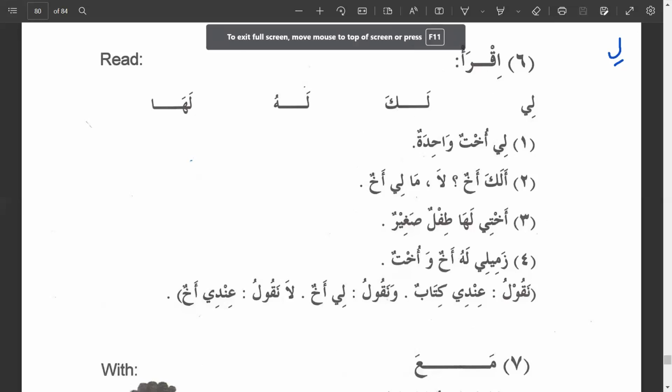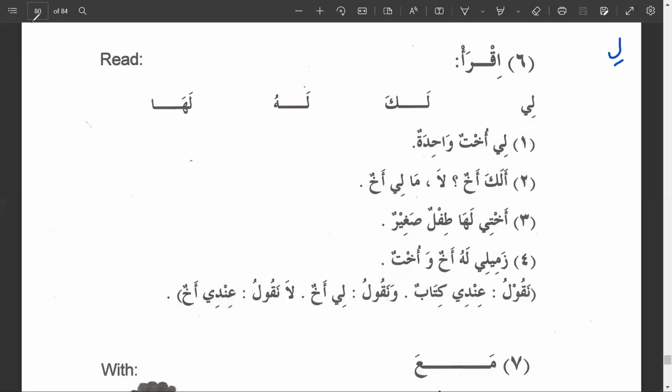Okay, li is for. Li means for. Only single harfjar li. Li means for. So this li is what? This li is harfjar of lam plus what? Ya mutakallim. This is lam plus ya. And ya, this ya means me, or my.